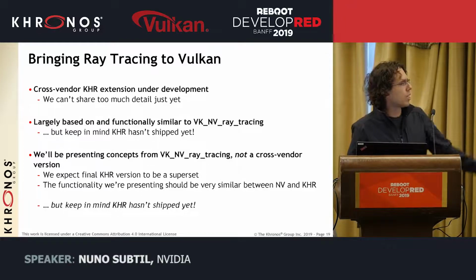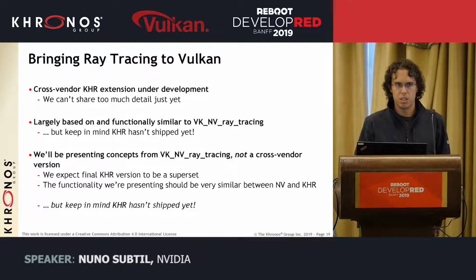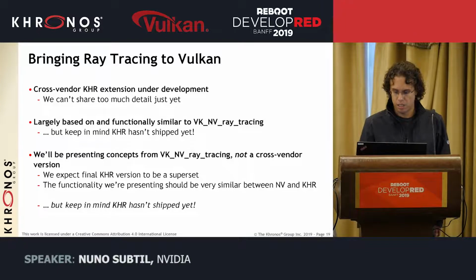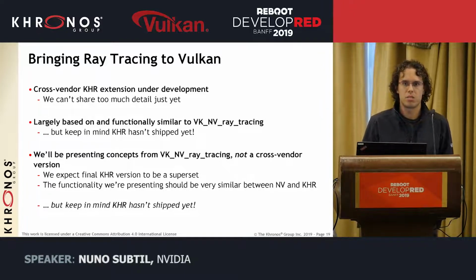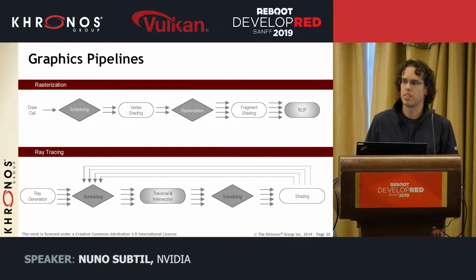So we'll be presenting concepts from the NVIDIA ray tracing extension, not a cross-vendor version. We expect a cross-vendor version that ultimately comes out to be a superset of what we're talking about here, and the functionality we're presenting should be very similar. So in my mind, you can actually use the NVIDIA vendor extension for prototyping if you would like, and it should convert fairly easily to the cross-vendor extension later on. But keep in mind, this hasn't shipped yet, so things could change. I have to make that caveat very clear.